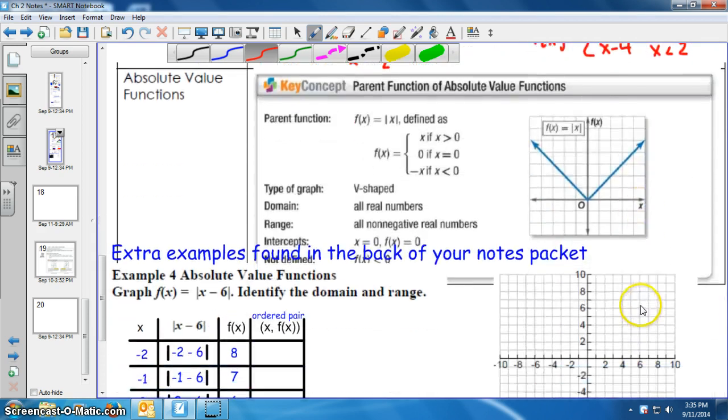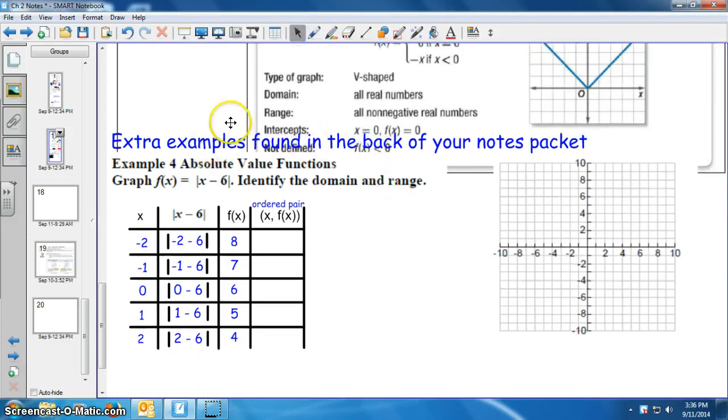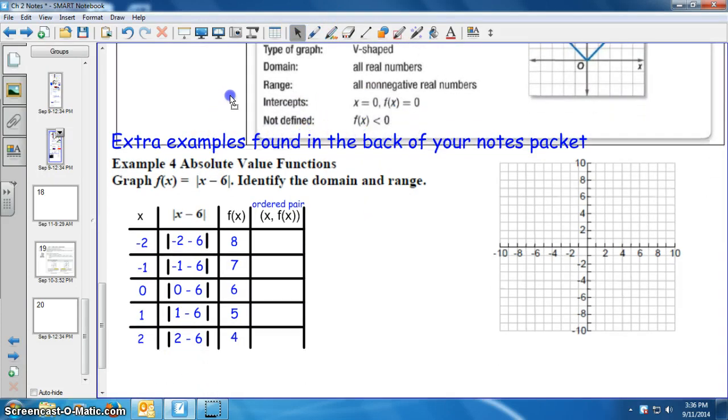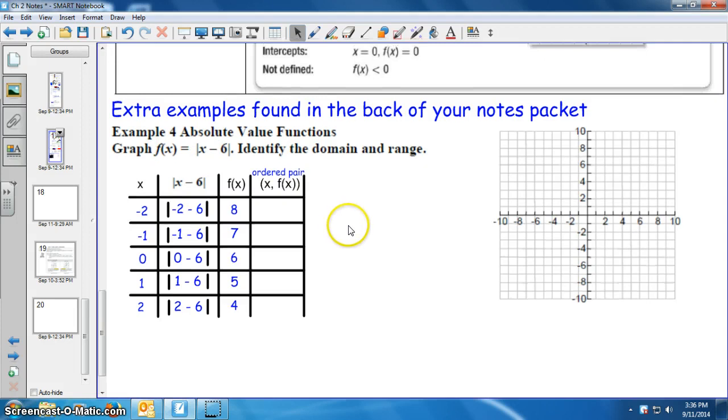All right, last thing we're going to talk about, so again, we're skipping the step functions, and we're going to look at absolute value. So what we're going to do is just in the back of your notes packet, so I'm going to move that up out of the way. So go ahead and flip to the back and find section 2.6. We're going to look at example 4. So all we're going to do is plug in numbers for x to figure out what our f of x or our y would be and plot those points.